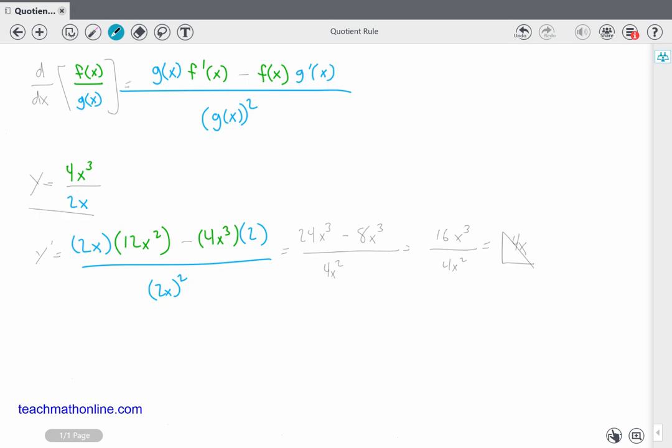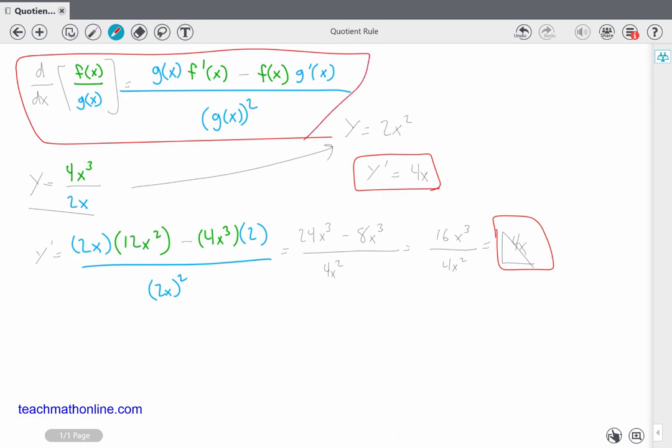But to keep me honest, I'm going to go ahead and do this using the power rule as well. Let's go ahead and simplify this function. So if I cancel out top and bottom, I'm going to be left with 2x squared. And if I just take the derivative using the power rule, we're going to have y prime is equal to 4x. So we see that my derivative using the power rule and my derivative using the quotient rule are the exact same. So we see up here, this is the definition of the quotient rule.